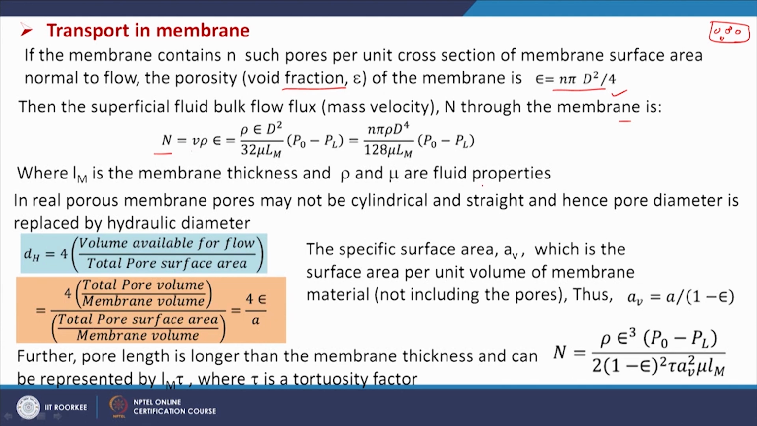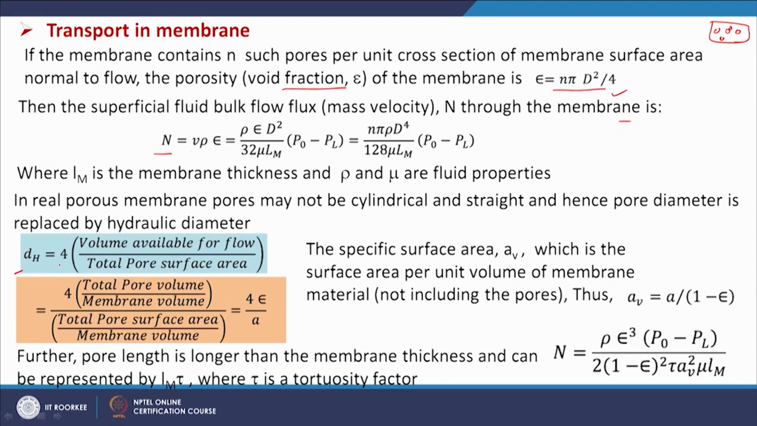So, in a real porous membrane, pores may not be cylindrical and straight, and hence pore diameter is replaced by the hydraulic diameter. This is one consideration we make to represent the real situation. So, d will be replaced by dh, and dh is nothing but 4 times the volume available for flow divided by the total pore surface area, and we divide both numerator and denominator by the membrane volume.